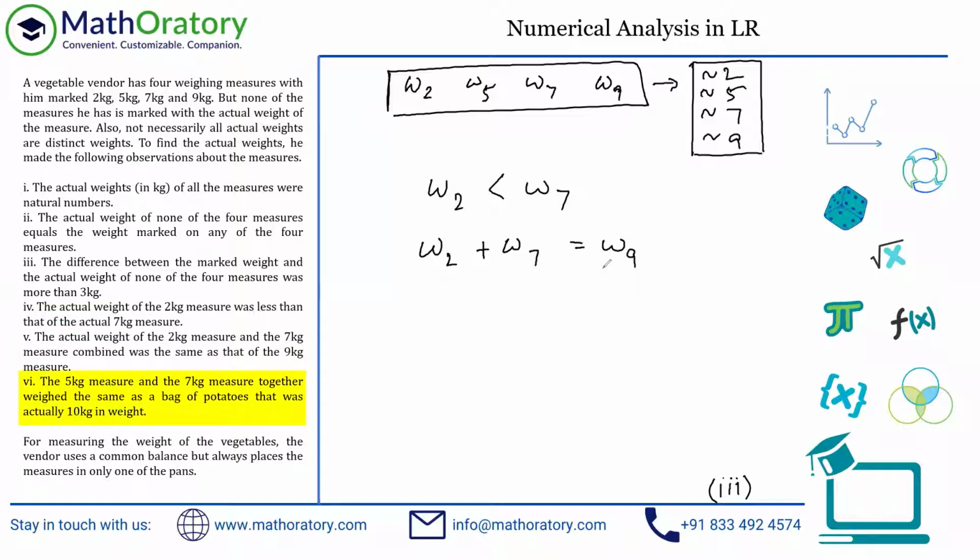Yeah, point number 6. The 5 kg measure and the 7 kg measure together weighed the same as a bag of potatoes that was actually 10 kilo in weight. Okay, so this is interesting. So what this tells us is that W5 plus W7 is actually adding up to 10 kilo, right? Because this together weighed the same as a bag of potatoes that was actually 10 kilo in weight. So W5 plus W7 is adding up to 10 kilo. My bad, earlier I was wrong. This is the best information to begin with. So let us take the cases on the basis of this point.